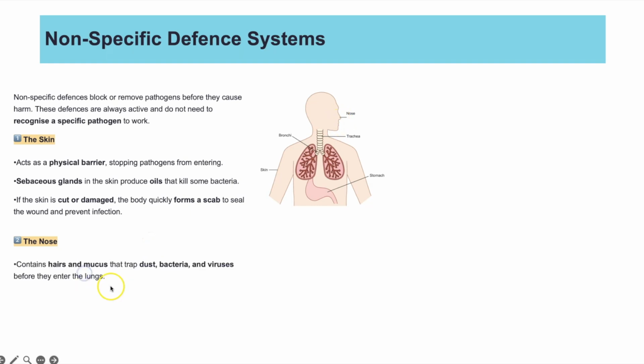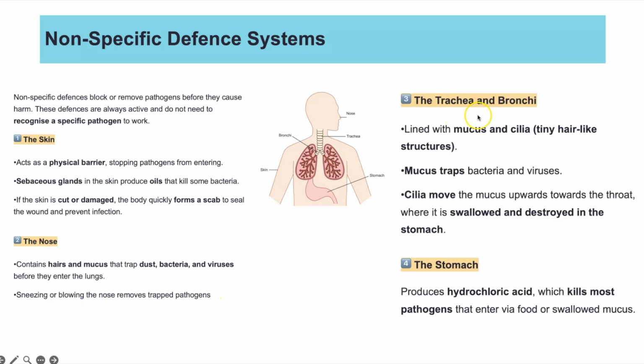Next then we've got the nose. This contains hairs and mucus that can trap dust, but also bacteria and viruses to prevent them from entering your lungs and causing damage. You also have that reflex of sneezing, or you might blow your nose to remove any mucus in your nose that would have potentially trapped pathogens within it.